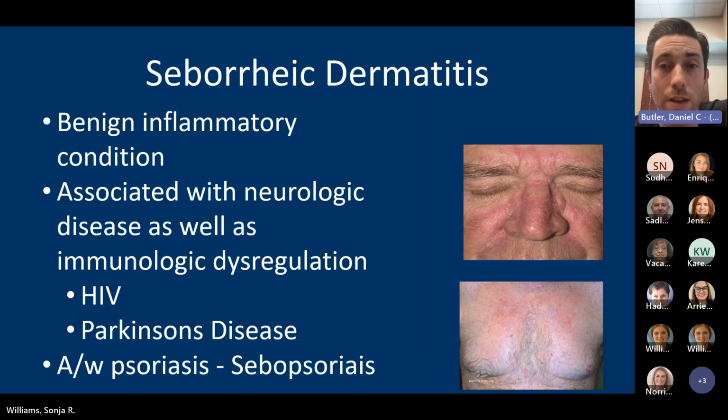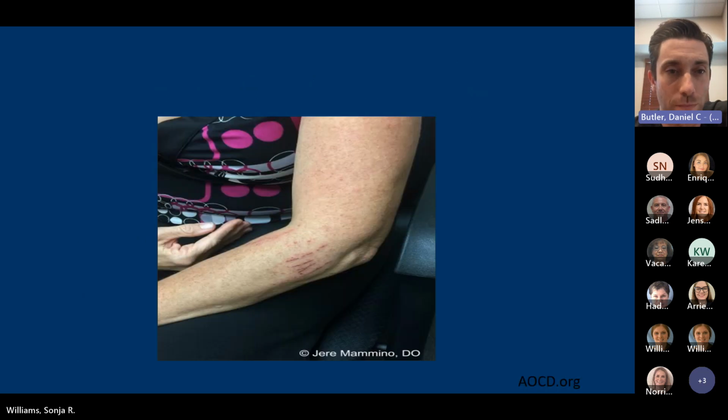So this is something, again, you're going to see twice a day in a practice with older adults. It has some associations, but it's very, very common across all populations from children to older adults. So just keep this one in mind and think of those abnormal areas like on the chest or in the ears or behind the ears. Next slide.